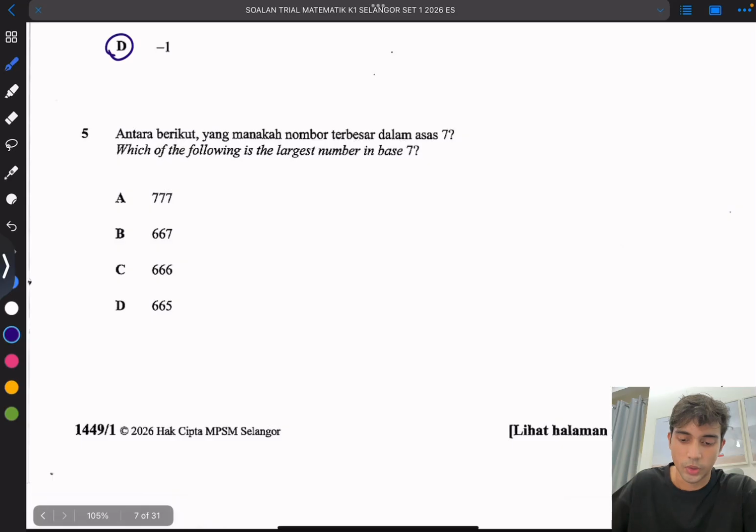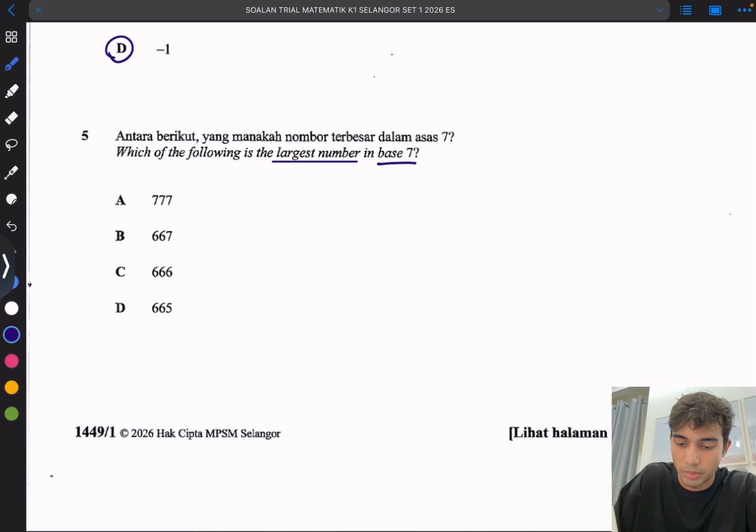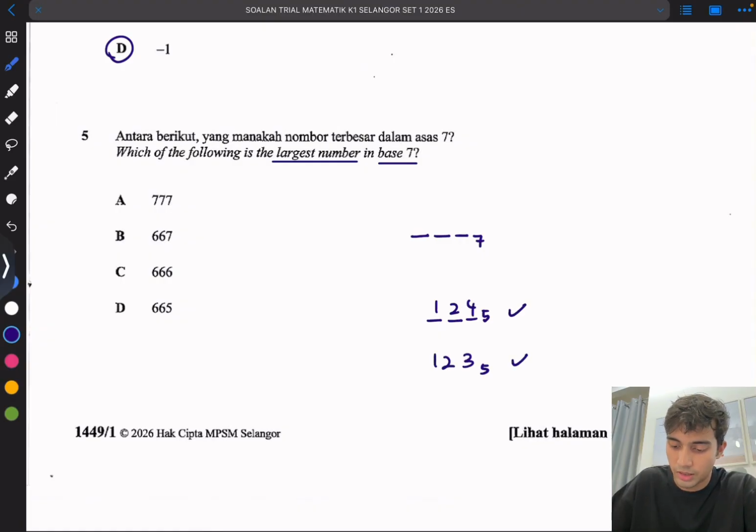Alright. Question 5. Which of the following is the largest number in base 7? If we have base 7, the numbers here cannot be 7 or bigger than 7. Has to be smaller than 7. If let's say we have base 5, the numbers here cannot be 5 or more. So let's say 1, 2, 4 can. 1, 2, 3 base 5 can. But 1, 2, 6 base 5 cannot. 1, 2, 5 base 5 also cannot. If base 5, the numbers must be smaller than 5.